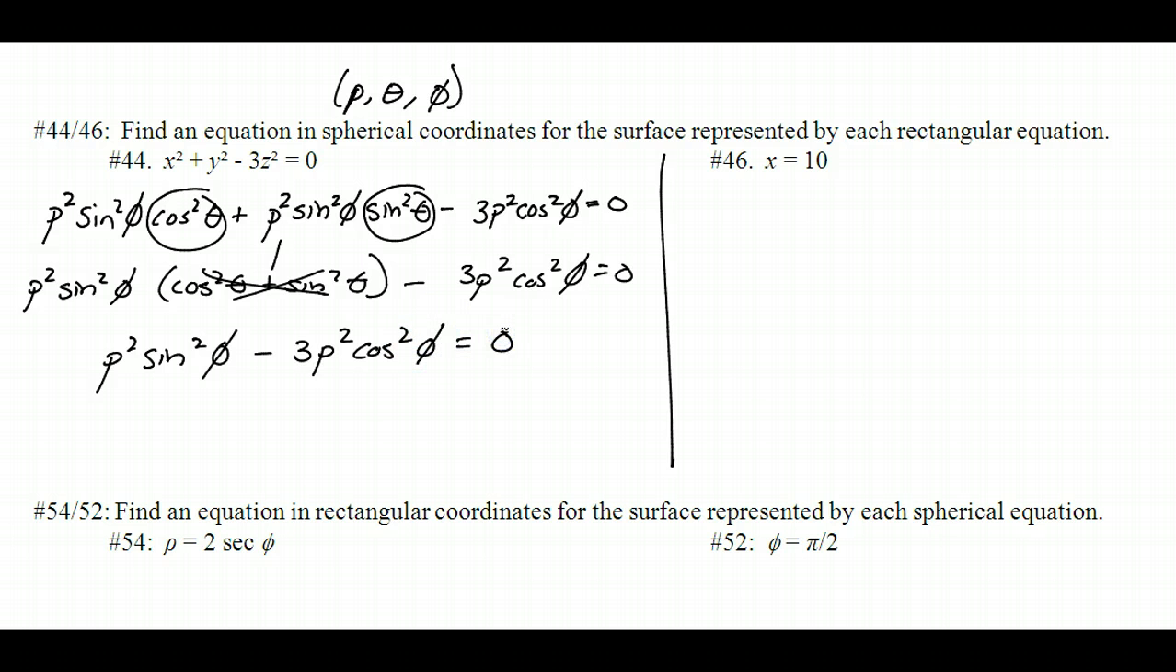And here, I don't care if you don't factor out the rho squared. If you don't use your double angles, I'm completely fine with that, because you don't have to try to create crazy things. As long as you convert everything, then good to go.